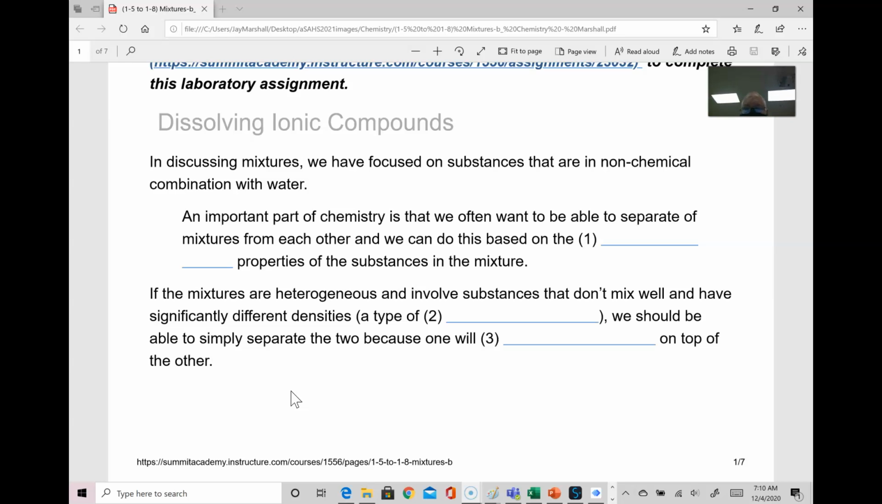we've focused on substances that are in non-chemical combination with water, okay? In other words, the substance that's in the water is simply mixed with the water molecules. It's not bound to it.